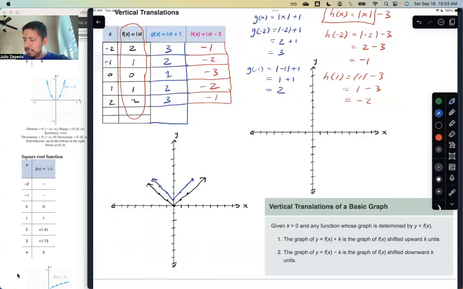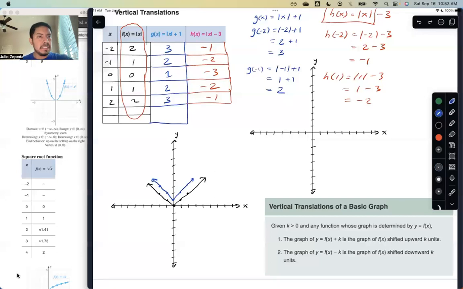And so how do these two compare? The y values of this function g of x are one larger, so you would expect along the y-axis for it to be 1 unit higher. And that's exactly what we get. The blue graph is 1 unit above the black graph. Now let's take a look at the red one.